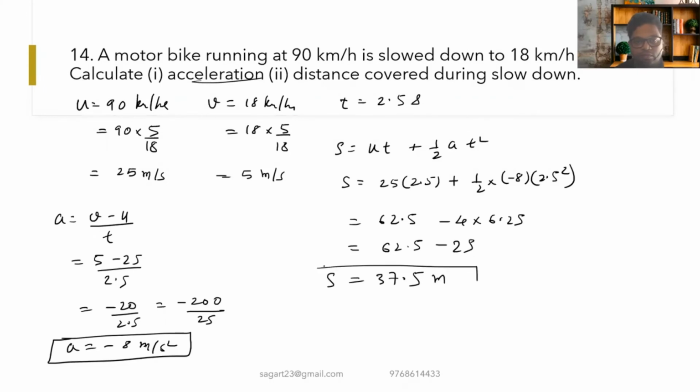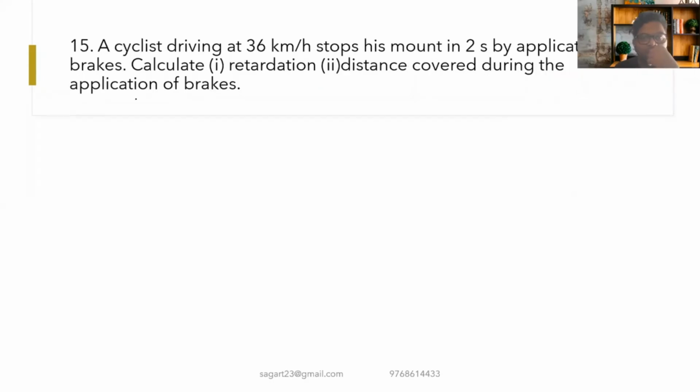Driving at 36 kilometers per hour. So this is 36 kilometer per hour, that is 36 into 5 by 18, so that will be 10 meter per second. Okay, he stops. So that means final velocity is 0. Time is 2 seconds. Now they are asking for retardation.